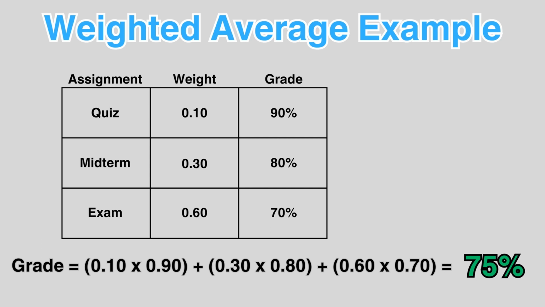We take the 10% weighting of the quiz and multiply it by your quiz grade. We add that to the weight of our midterm, which is 30%, and multiply it by the 80% grade we scored on that midterm. And then we add that to the 60% weighting of our exam, and multiply that by our exam grade. And that gives us a final grade of 75%. So as you can see, this is a weighted average example that most of you have probably used, and we're going to use the same method to find the expected return of a stock.